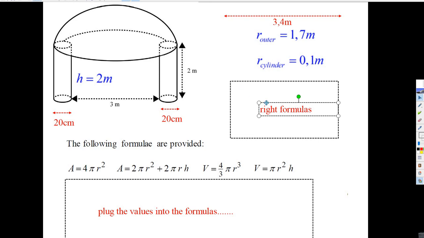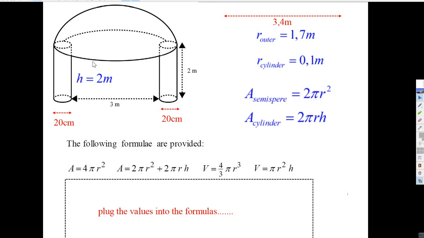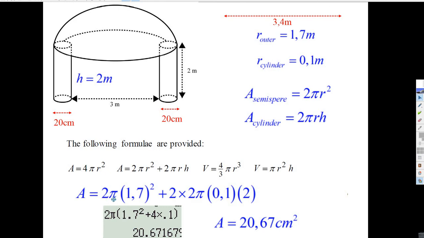Now all you got to do is put those numbers in. We've got the right formulas. We just got to plug the values into the formulas. That's all we have to do. Well, you could try that on your own. I did it here, 2 pi r squared. That's the hemisphere. And there's 2 pi r h, but there's 2 of them.